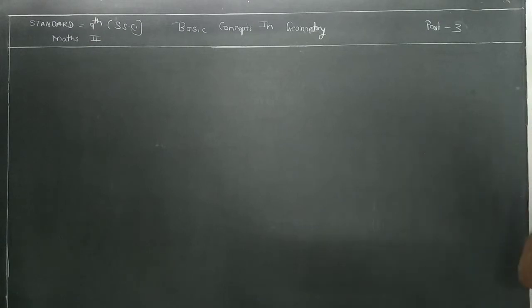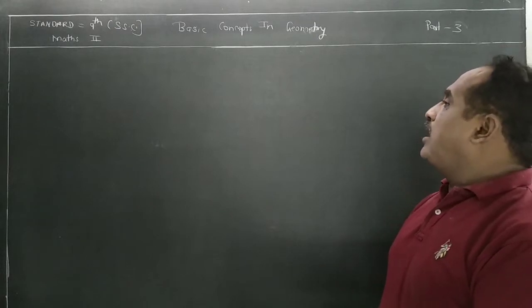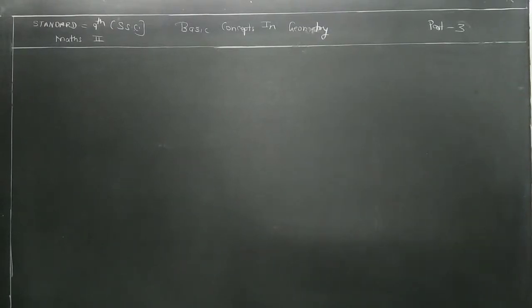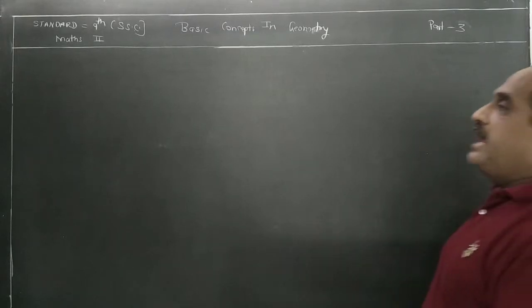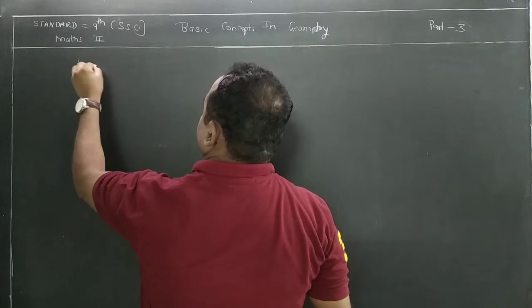Now, basic concepts in geometry, part three. We have studied some concepts of geometry in the first two parts, and we have completed your practice set number 1.1. Now, going for some more concepts in geometry. In that, first we are going to write about what? Line segment.